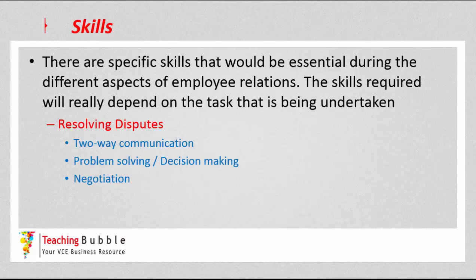Finally, resolving disputes, which is the third key role for a human resource manager in employee relations. Again, two-way communication, really important that two-way communication is there, because obviously you're trying to hear both sides. Problem solving and decision making, any one of those is really important, obviously, because it is an issue that you're trying to resolve and you're trying to figure out how to resolve that issue. And again, negotiation is a really important skill there.